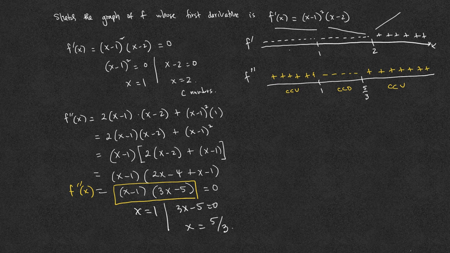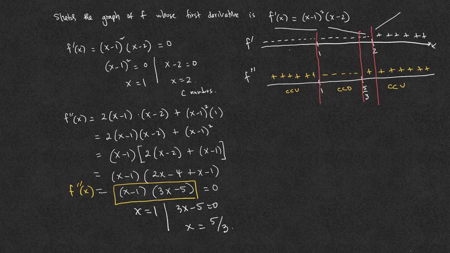To determine the shape of the graph, we combine all of these cut points. There are 3 distinct cut points from f prime and f double prime. They are 1, 5 over 3, and 2, in increasing order.